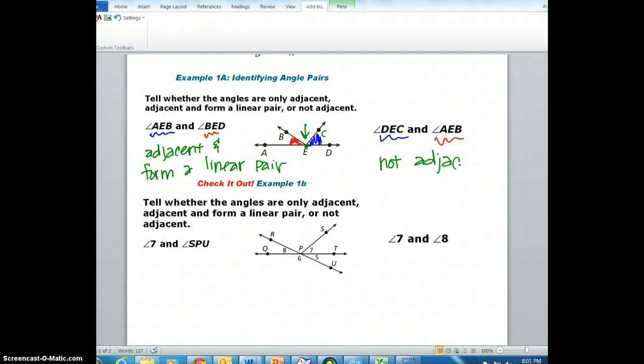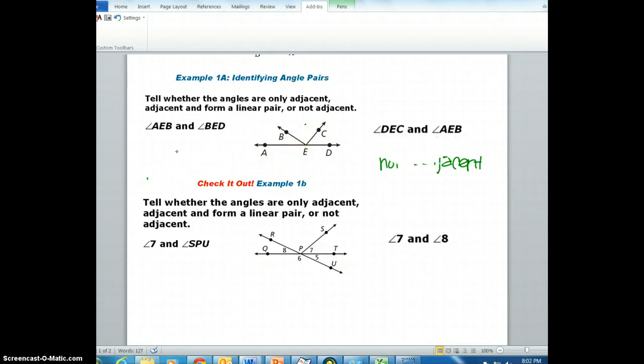If they're not adjacent, then a linear pair isn't even an option at all, because in order for two angles to be a linear pair, they have to first be adjacent. They have to be sharing a side and form a linear pair. So if they don't share a side, then our answer is simply that they are not adjacent.